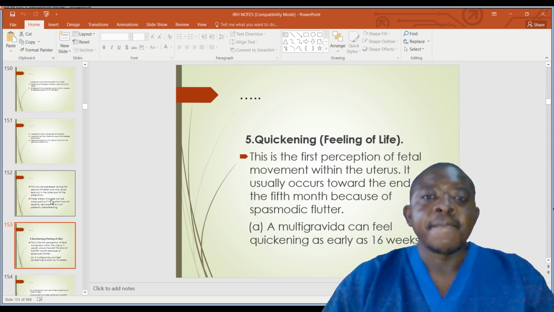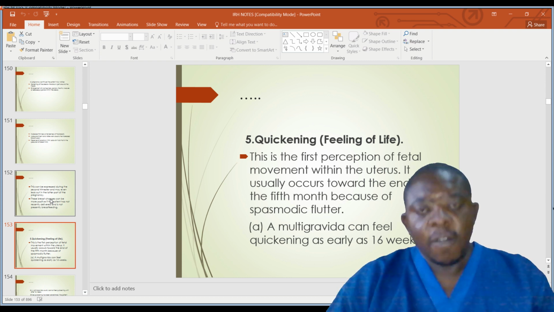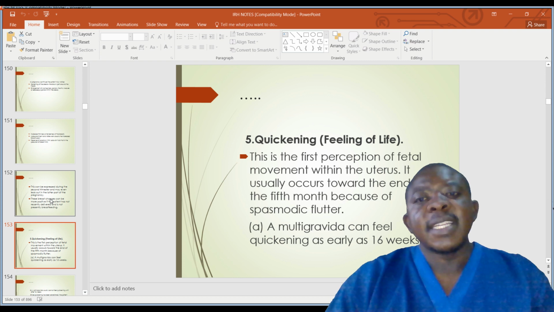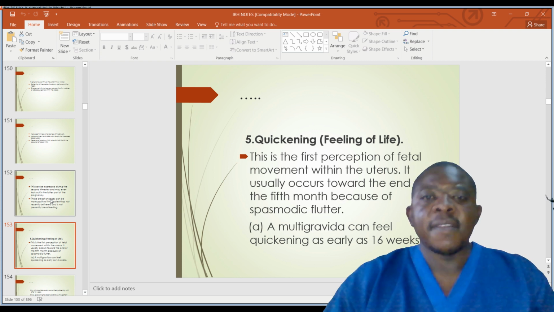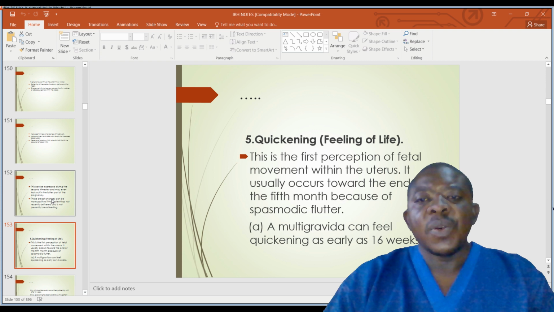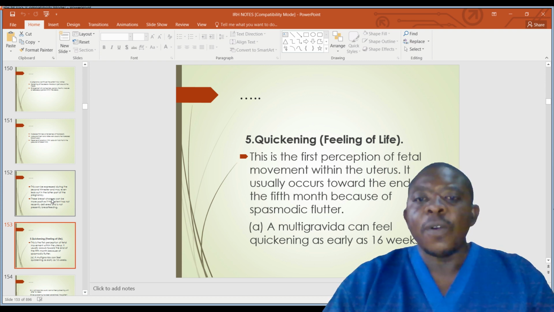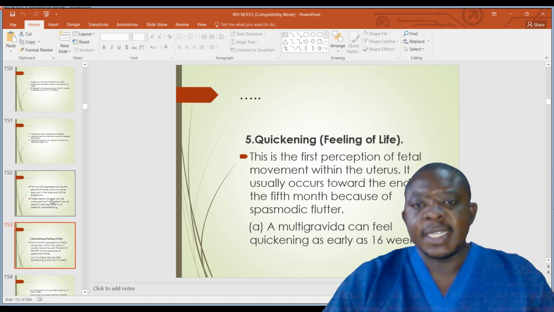Quickening. Quickening is the fifth presumptive sign and symptom of pregnancy. Quickening, feeling of life in the womb. This is the first perception of the fetal movement within the uterus. It usually occurs towards the end of the 5th month because of spasmodic flutter.